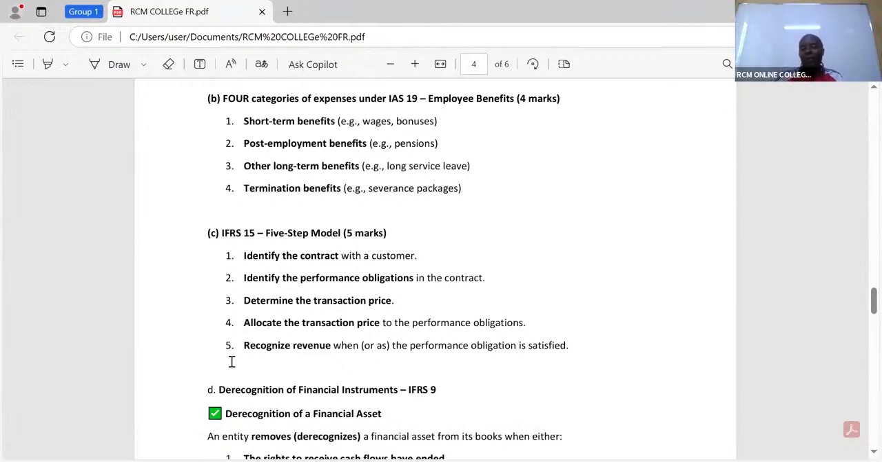Ladies and gentlemen, this is another question that has really been disturbing students, and yet it is the easiest. IFRS 15, the 5-step model. Remember, IFRS 15 is all about recognition of revenue from contract customers. Contract customers are those customers that you happen to be having a contract with.